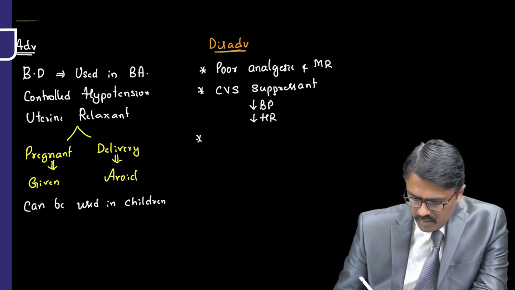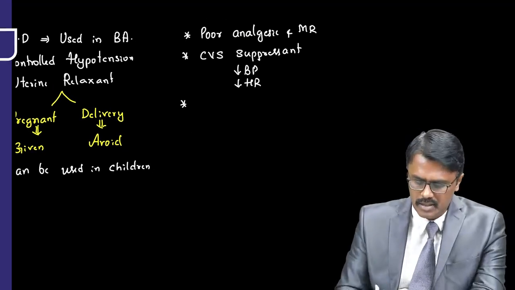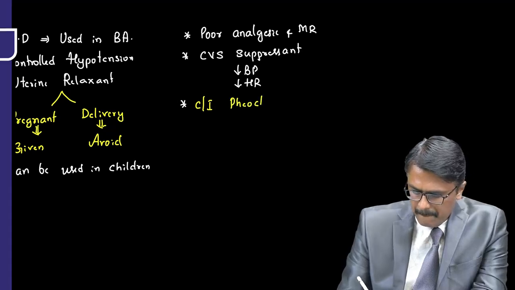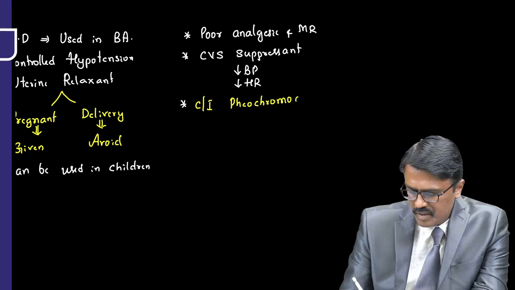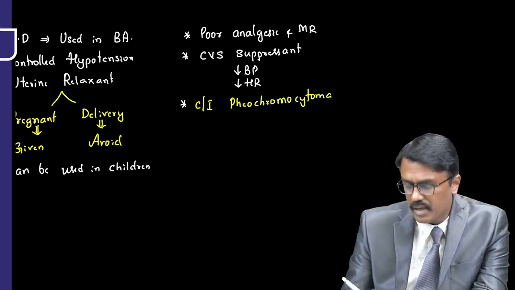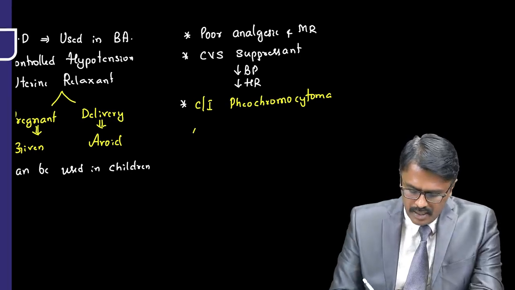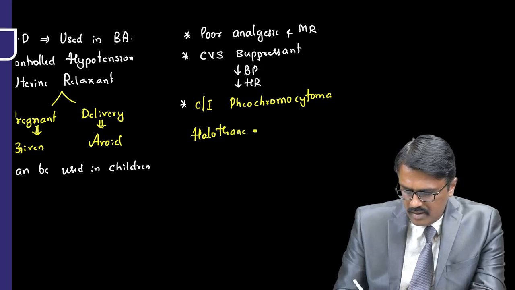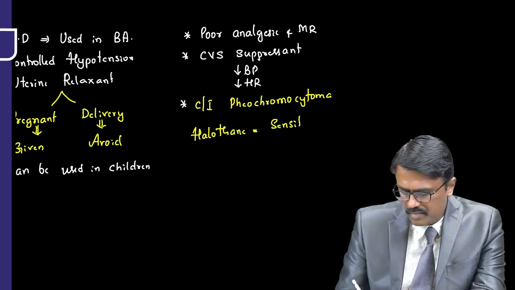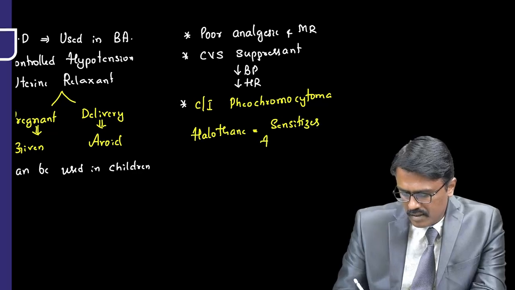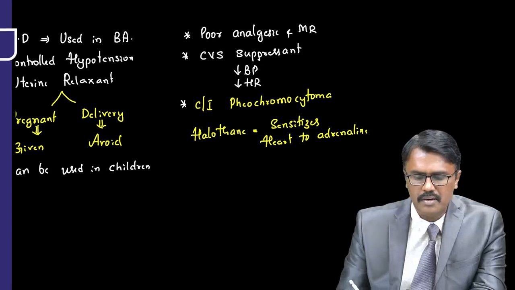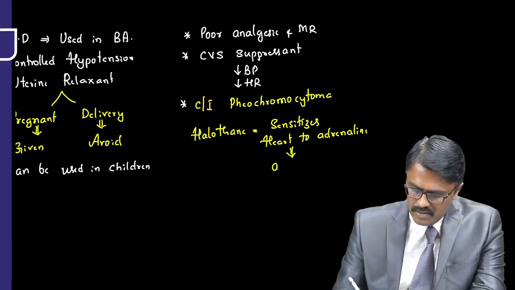But one important thing they will ask in the exam is, it is contraindicated in pheochromocytoma surgery. This is the one which you have to highlight. Why pheochromocytoma? Because halothane sensitizes the heart to adrenaline. So what happens if the heart is sensitized to adrenaline? This will cause arrhythmias.